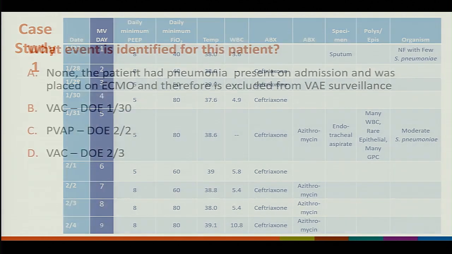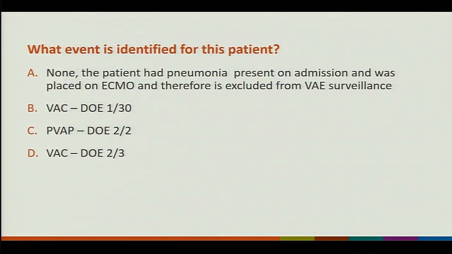And so your choices are going to be: A, no, there was no event identified. The patient had pneumonia, present on admission, and was placed on ECMO eventually, so therefore is excluded from surveillance. B, VAC with a date of event 1/30. C, PVAP, date of event 2/2. Or D, VAC, date of event 2/3.